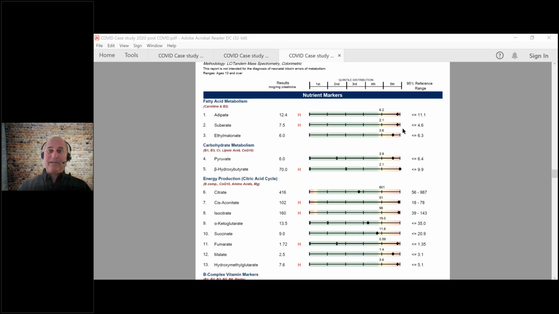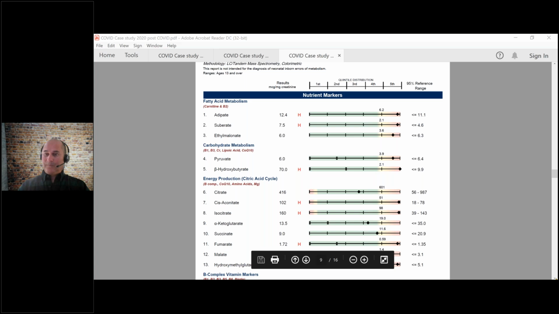You can see all three of these fatty acid metabolism markers are high: adipate, suberate, and ethylmalonate. That entire mechanism is not working. Previously, the carbohydrate markers were low. They were undetectable, I think, on both those previous tests. Now they're both high. Now we're seeing that these enzymes aren't working very well. Okay. Her mitochondria are back. They're not working very well.